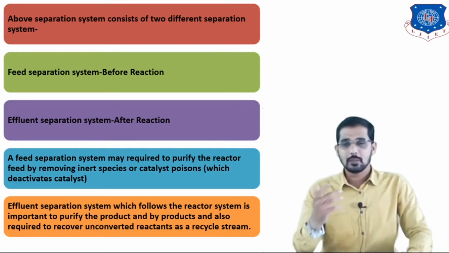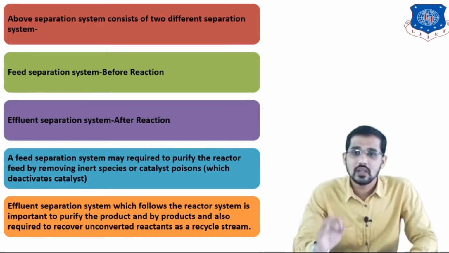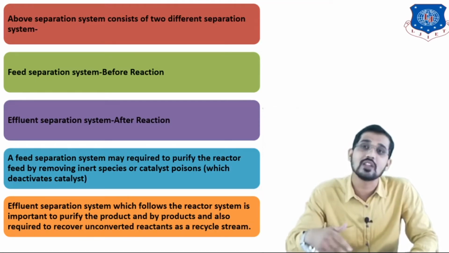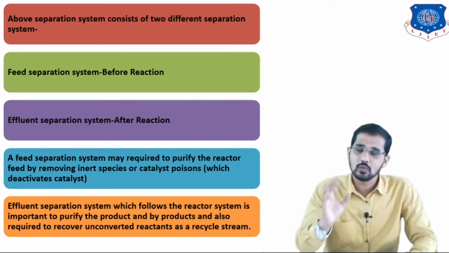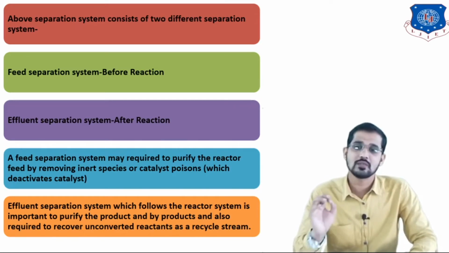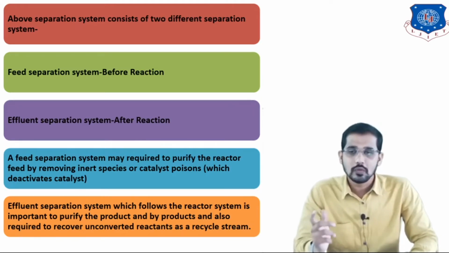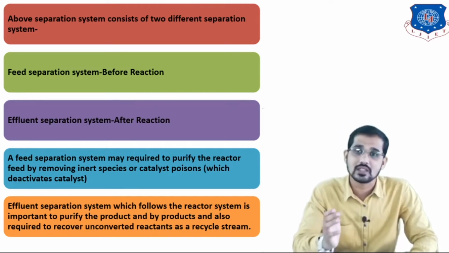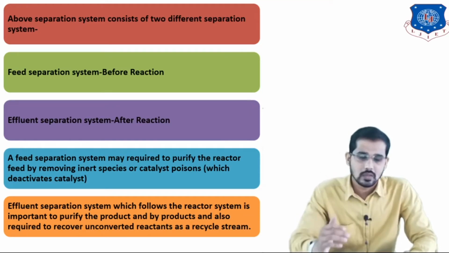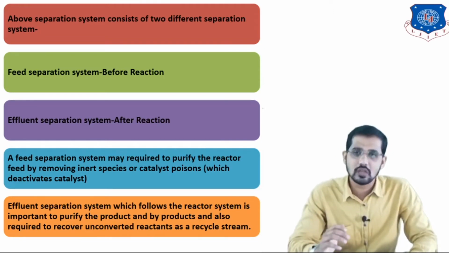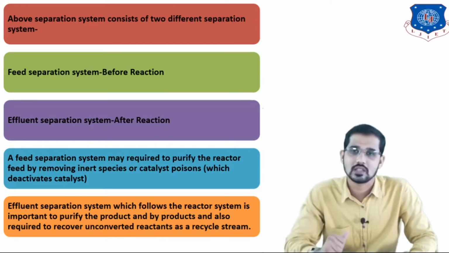Okay, and I am repeating here, we are using effluent separation system to purify the products and byproducts. In the same manner, we are using feed separation system to purify the feeds. Okay, so these two terms are very important. Feed separation systems are being used to purify the feeds, and effluent separation systems can be used to purify the products or byproducts. Or here we can separate the unconverted reactants as a recycled stream. So all these points are important related to the one reactor system. You have to write all these points in final examination if a question is asked on the one reactor system.